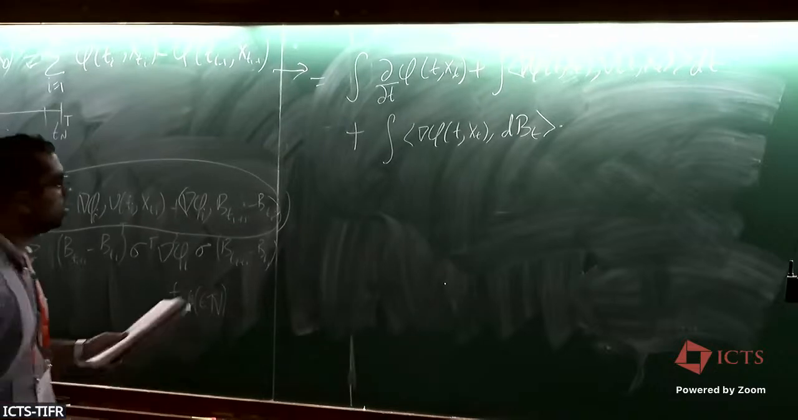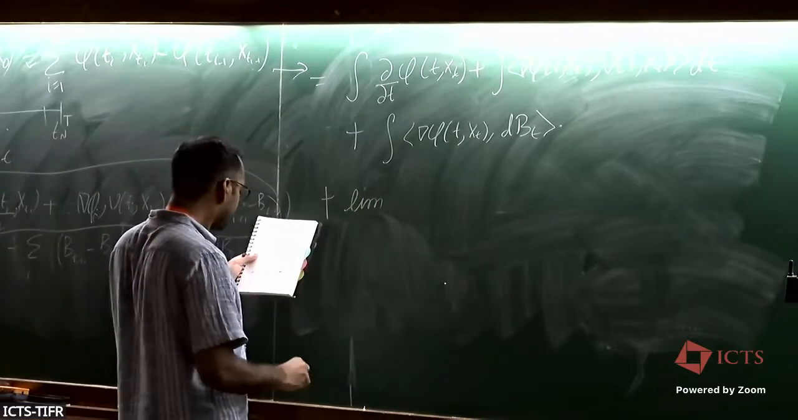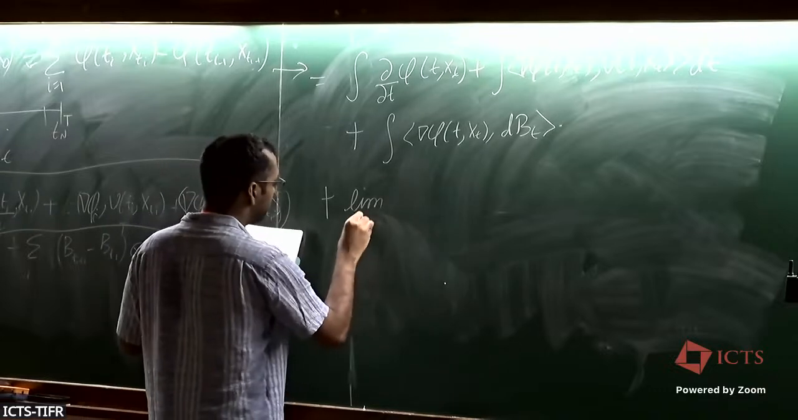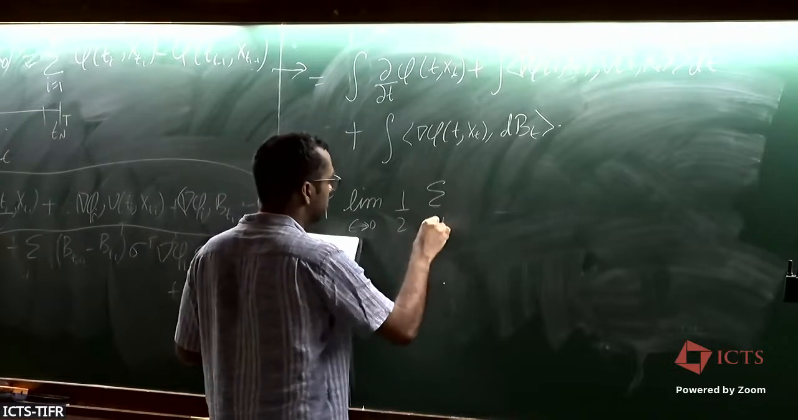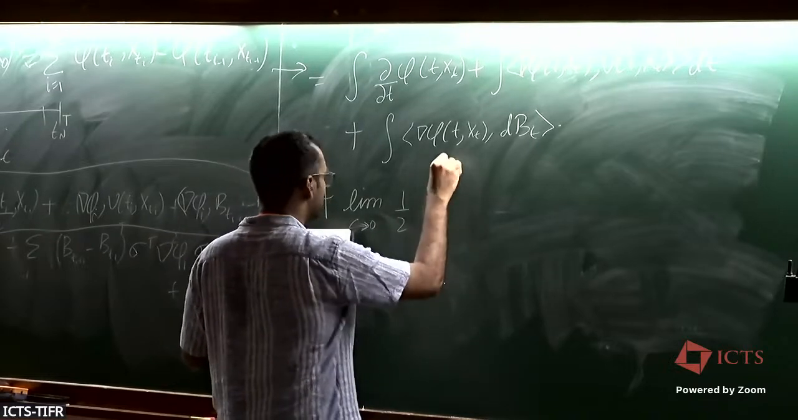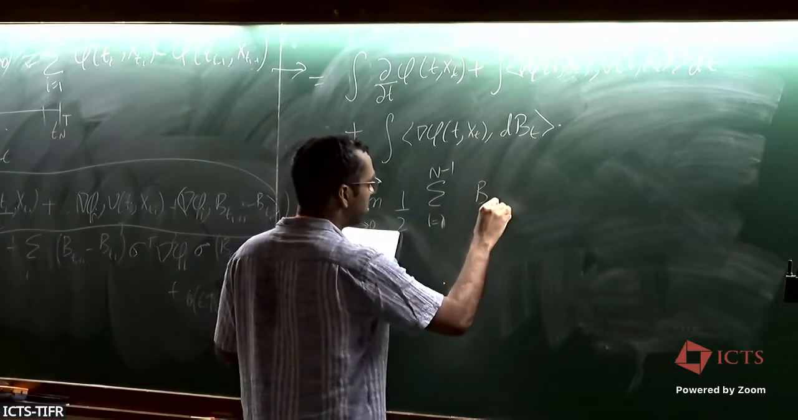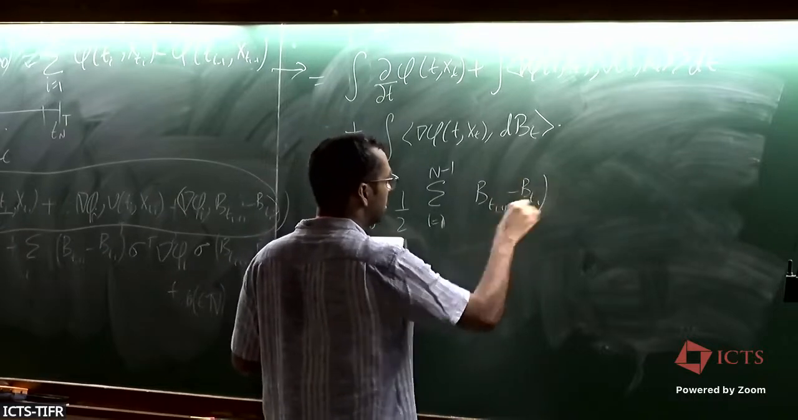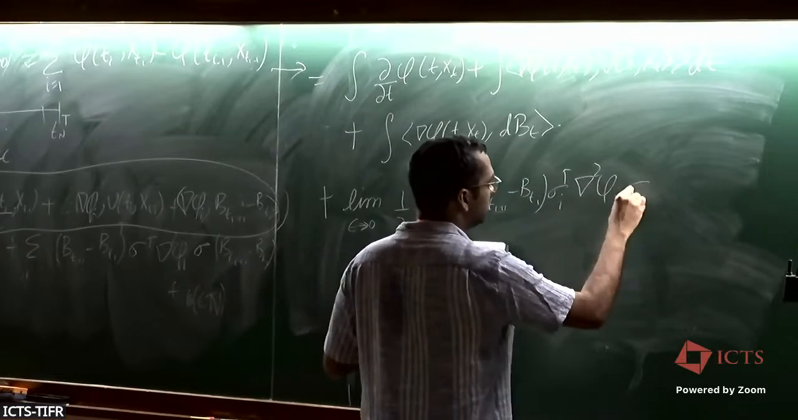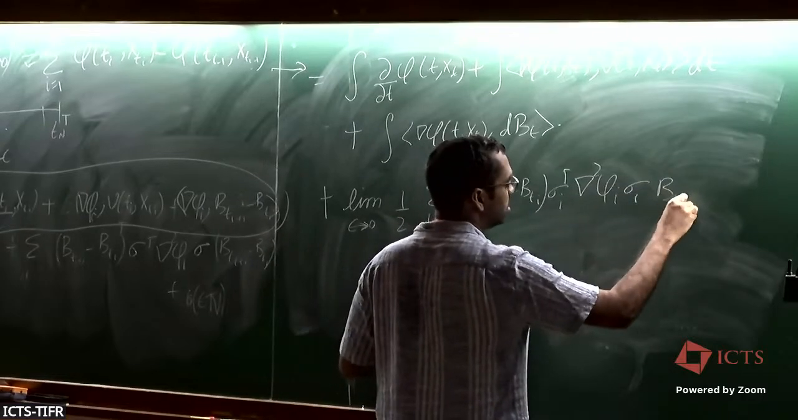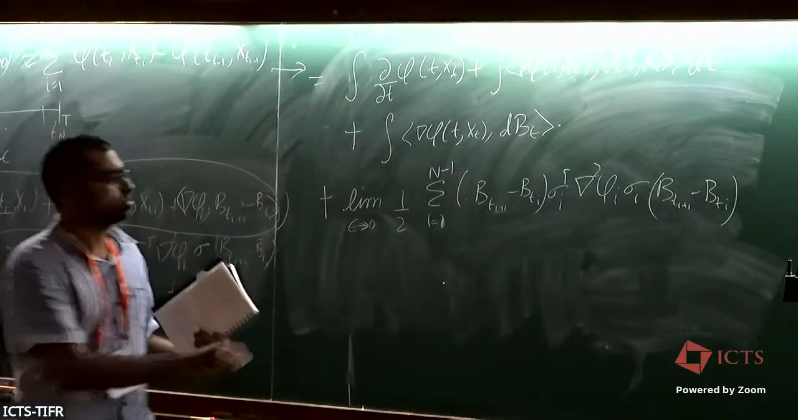Okay. So now the third term which we had was the limit of epsilon tending to 0 of 1 over 2 summation i equals 0 to n minus 1 of (B_{t_{i+1}} minus B_{t_i}) transpose sigma transpose sigma_i (B_{t_{i+1}} minus B_{t_i}). Okay, this is also a transpose.